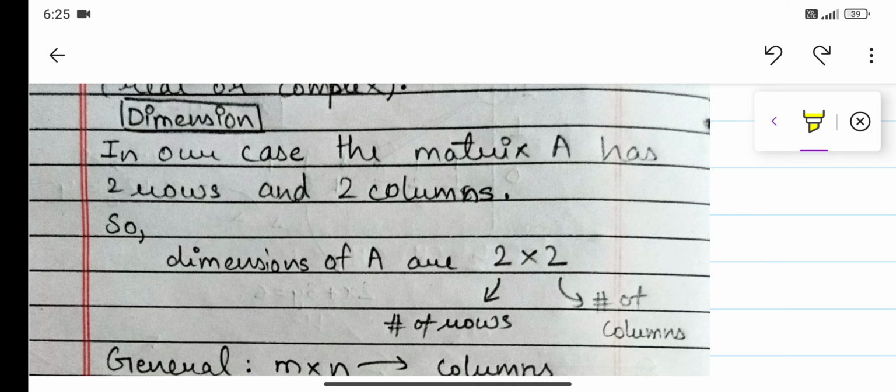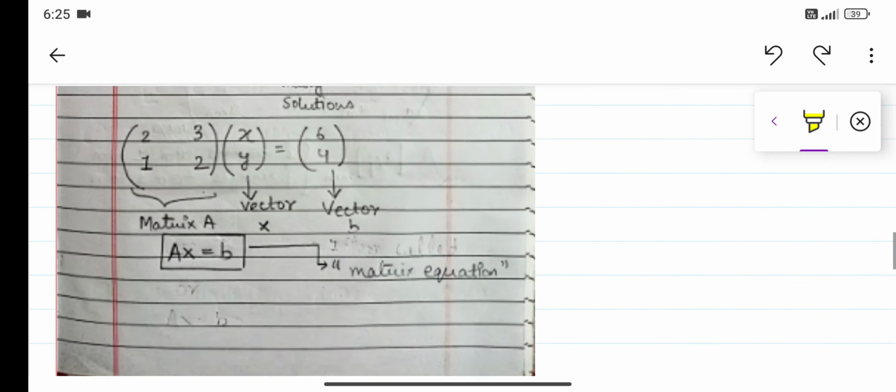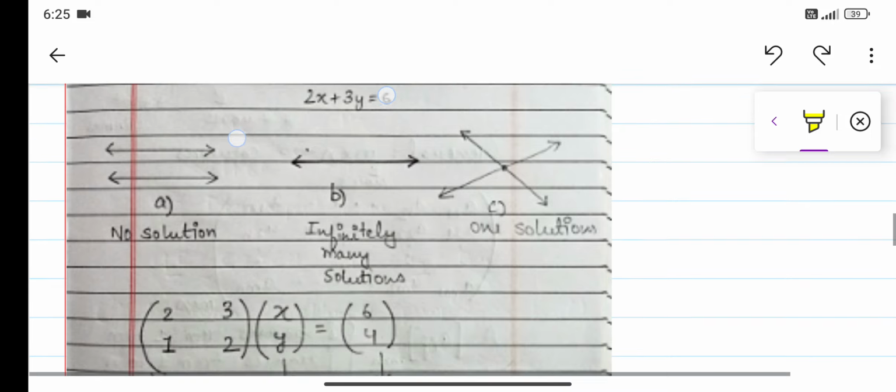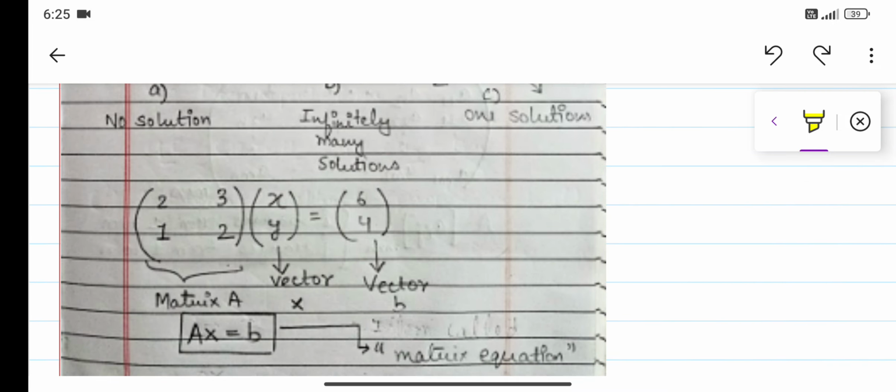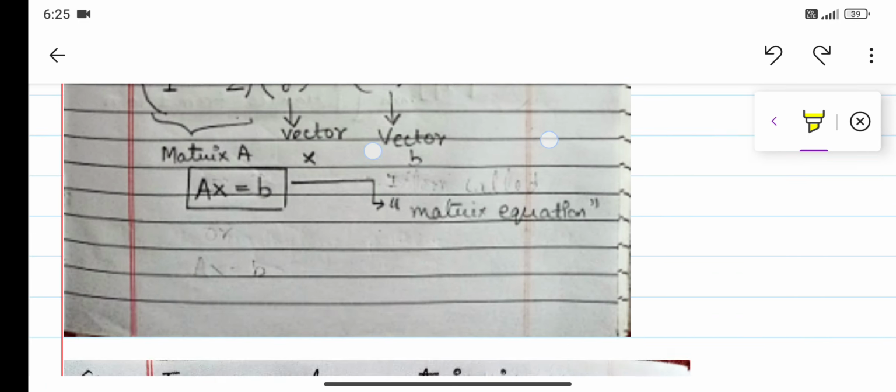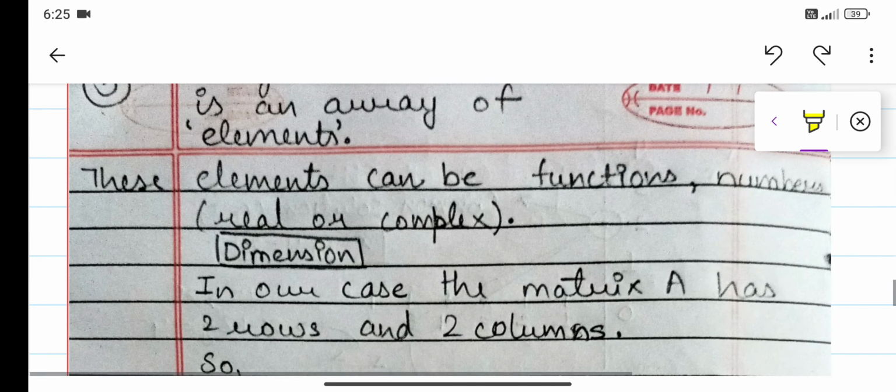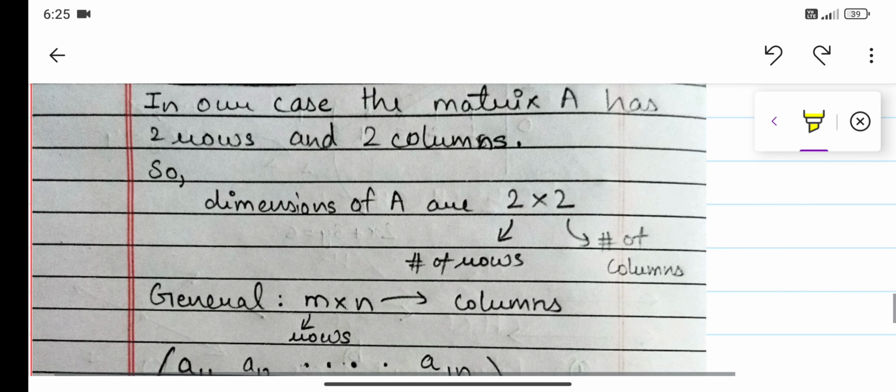So when I say I am having a matrix of 2 cross 2, just like the matrix that we have previously seen, 2 3 1 2, the first row having elements 2 3 and the second row having 1 2, there are 2 rows and 2 columns. So it is a 2 cross 2 matrix. In general, we represent the dimension of a matrix by m cross n, where m represents the number of rows and n represents the number of columns.